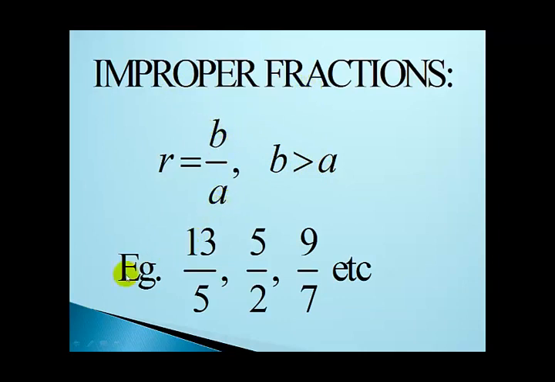Now when we consider this example, 13 over 5 is an improper fraction because the numerator 13 is greater than the denominator 5. 5 over 2 is also an improper fraction because the numerator 5 is greater than the denominator 2. 9 over 7 is also an improper fraction because the numerator 9 is greater than the denominator 7. So these are all examples of an improper fraction. So a fraction is said to be improper if the numerator is greater than the denominator.